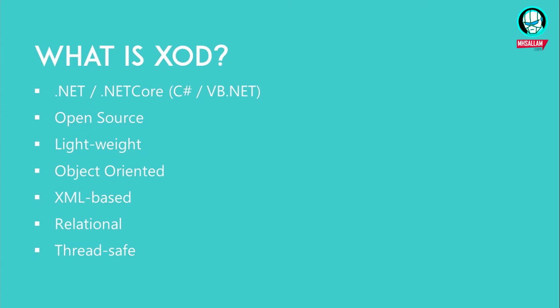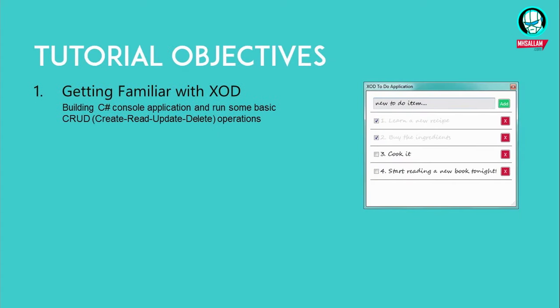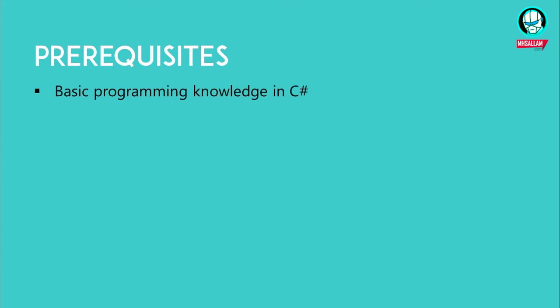The rest of this video, and the videos to follow in this tutorial, will demonstrate how flexible and easy to use XOD is. In this tutorial, we will be building a small to-do application using only XOD and C#. But first, let's begin with a quick example to get you started. We will create a console application and run some basic insert, read, update, and delete operations, and in later videos, we will add the graphical user interface element to the application. Right now, I'm assuming you have some basic knowledge in programming in order to understand the rest of this tutorial.